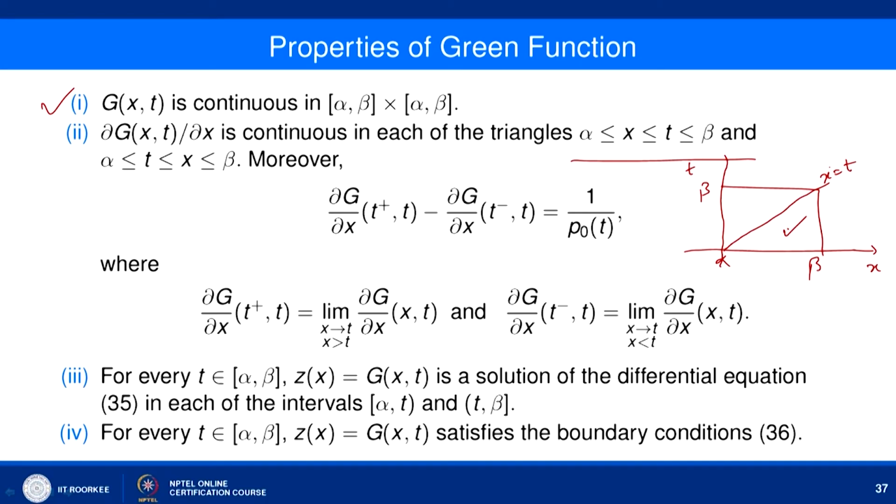So, here we discuss the properties of the Green's function. The first property is that g of x, t is continuous in this rectangle alpha, beta cross alpha, beta. So, let us say that here we have this axis which represents x and this represents t here.